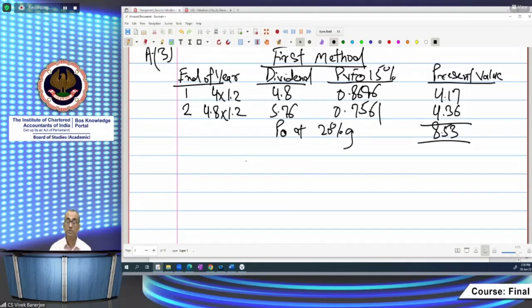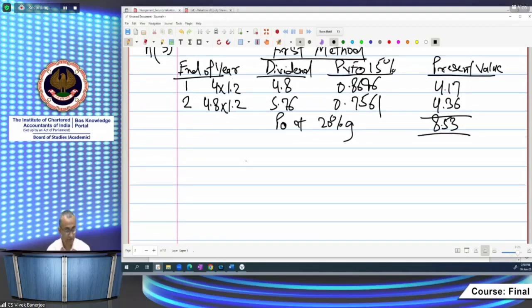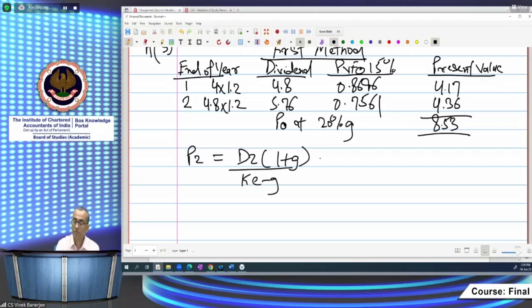Now we have to calculate the present value at the 10% growth rate. So it will be P2 is equal to D2 into 1 plus G upon K minus G, or D2 into 1 plus G, we can also write it as D3 upon K minus G. I hope this point is clear to you.